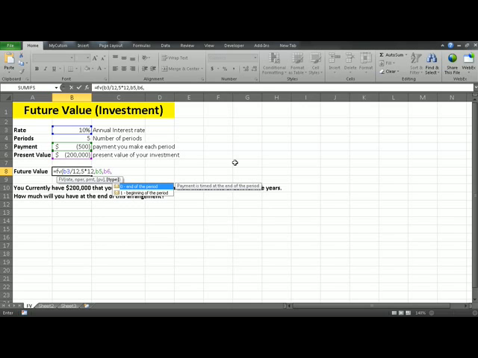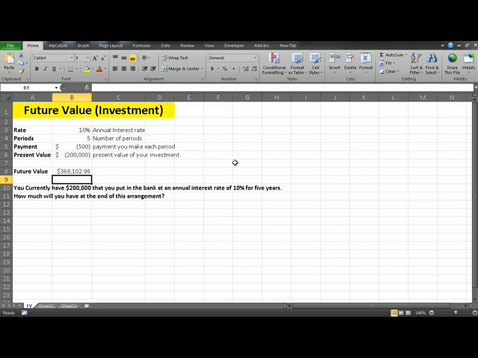The last argument is type. Basically this argument is asking us whether the payment is timed at the end of the period or the start of the period. For us, it's going to be the beginning of the period, and for most investments, it's going to be the beginning of the period. And note that this is an optional argument in Excel, so if you don't type it in, it will automatically pick the norm, which is the beginning of the period. But for the sake of clarity, I will put in 1, close the parentheses, and hit enter.